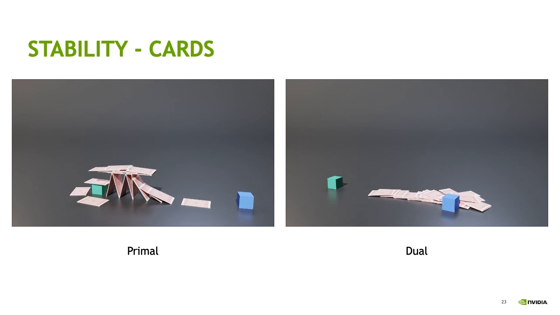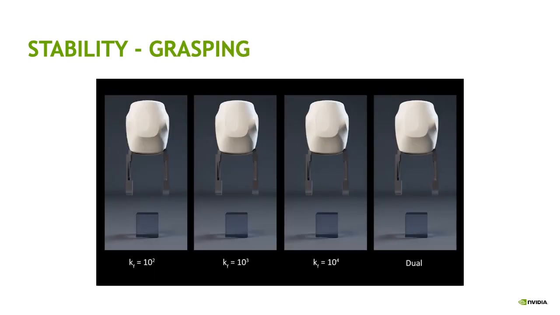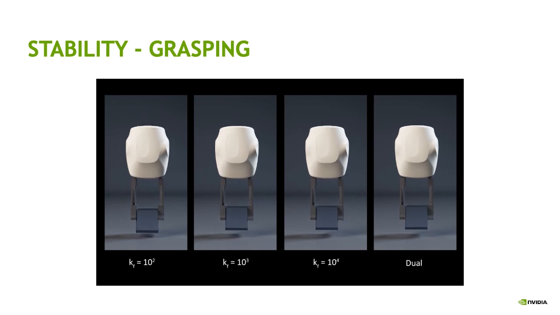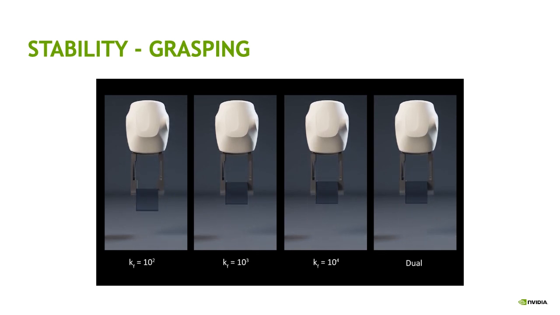Another example of this is a grasping scenario here, where we have a robotic gripper, and you can see that if we use a low stiffness coefficient for the friction parameter, we get this artificial slip. But if we set it appropriately, we can get results that are pretty much on par with a dual-based solver.